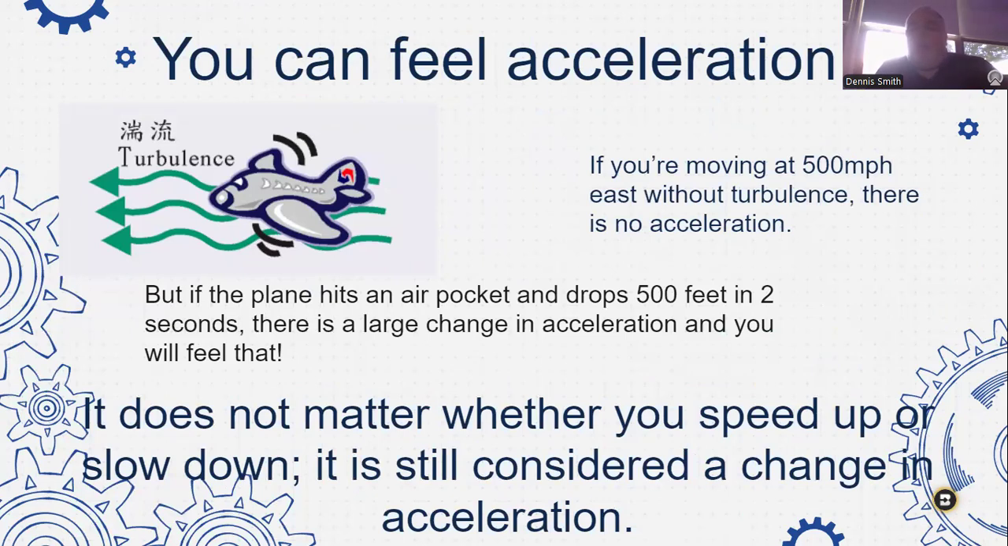and you're moving at 500 miles per hour eastward without turbulence, there's no acceleration, right? You're going at a constant speed, at a constant rate. You're staying in the easterly direction. Everything's the same. Magnitude stays the same. Direction stays the same. So there's no acceleration that's taking place. But your velocity is 500 miles per hour east without turbulence. Notice I said that's what my velocity is.